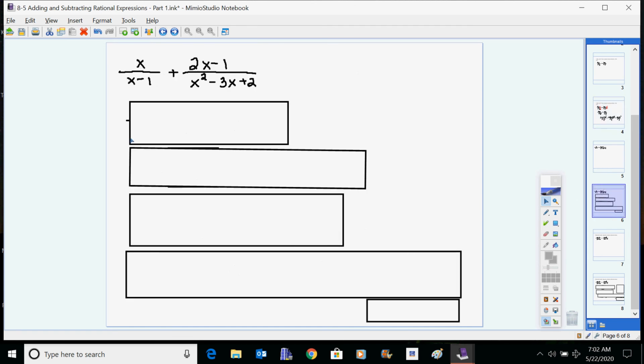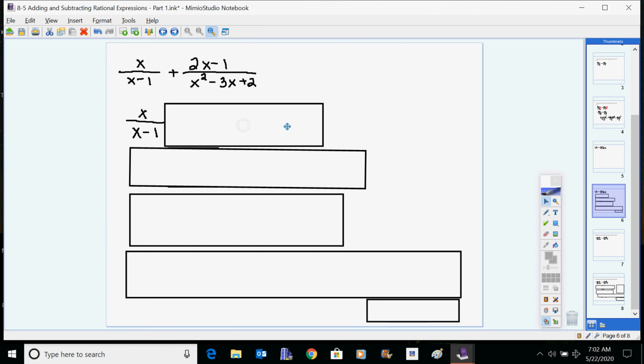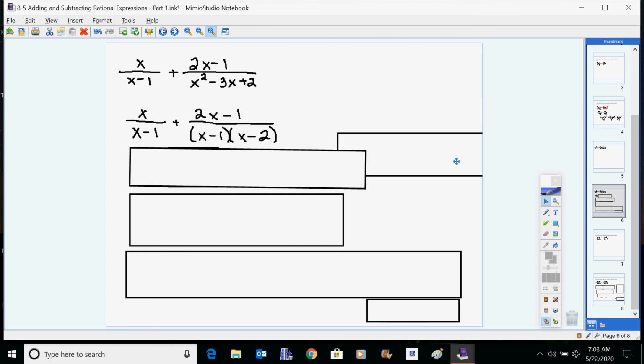So let's look at this one. We need common denominators here, but it's not quite that simple, because we need to find the factored form of this denominator before we can figure out what we can multiply in. We need to recognize that this is really 1 times x minus 1. So let's think about our factored form of this. Factors of 2 that when you add them you get -3. So -1 and -2 fit that bill, and so we factor it out and we get that.